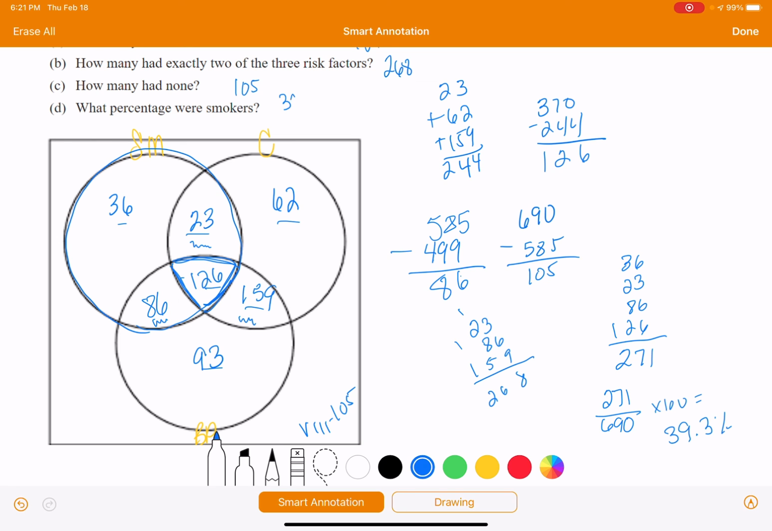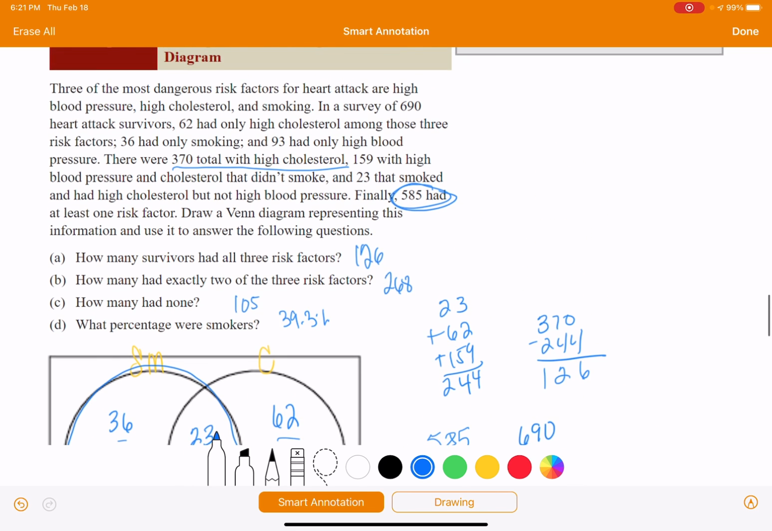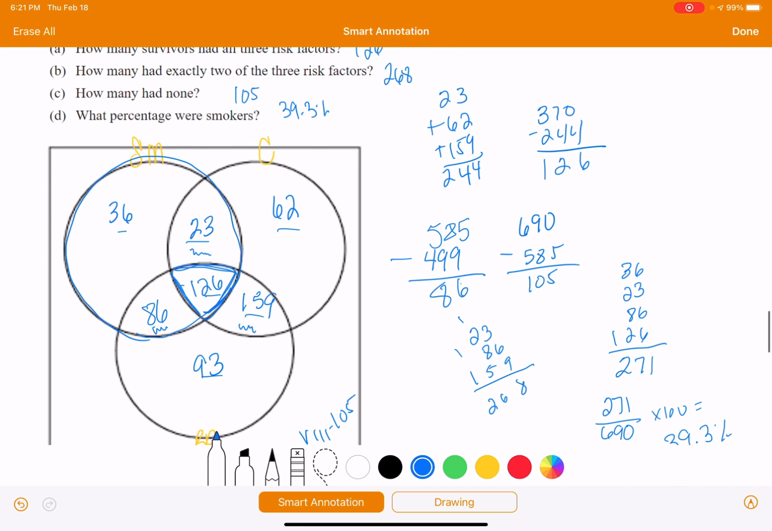Okay. All right. So the moral of the story is start with what you know. Start with what you have for sure. Okay. Whether it's giving you the part where they all intersect or the specifics, whatever they're giving you first, start with that and then work your way backwards, realizing that this whole circle are smokers. This is smokers only. This part contains smokers and cholesterol. This is smokers and high blood pressure. Okay. And then this is all three. This is where all three of them meet. So just understanding how those circles interact with each other is key to this section.